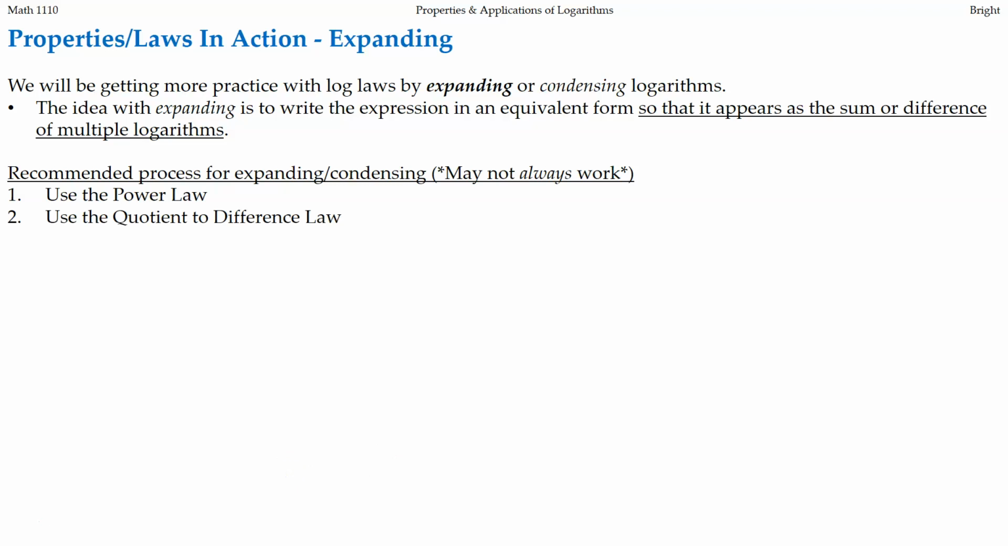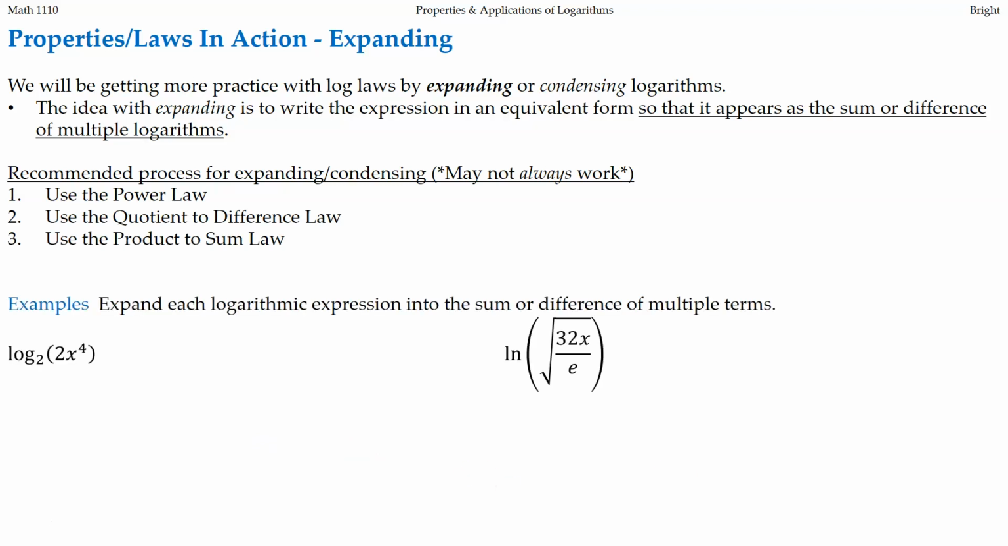Then use the quotient to difference law. So if you have a quotient inside, write that as a difference of logarithms. And I'll also mention that if you did use the power law and you have a coefficient out in front, you're going to have to apply that coefficient to every logarithm. And then lastly, use the product to sum law. Okay, so I will do one example and then I'll have you pause the video, try another, and then there will be a quiz question.